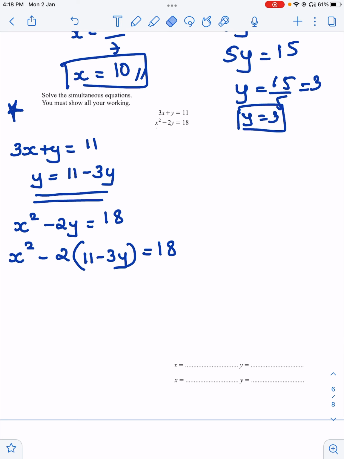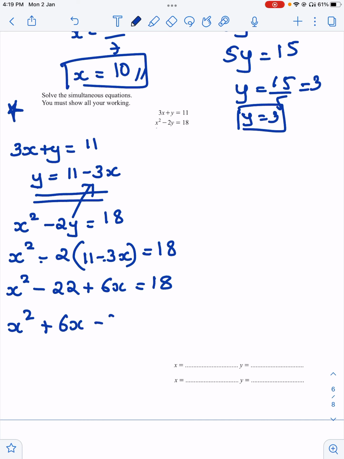Sorry, again a mistake. This is 3x. Sorry my dear students, 3x. Okay. Now I substitute the value of y as 11 minus 3x. So now when I open the bracket, see what happens. 2 into 11, 22. Minus into minus plus, 2 3s are 6x is equal to 18. I bring 18 this side. x square plus 6x minus 22 minus 18 is equal to 0. So I get x square plus 6x minus 40 is equal to 0.